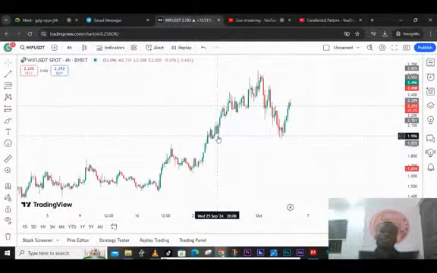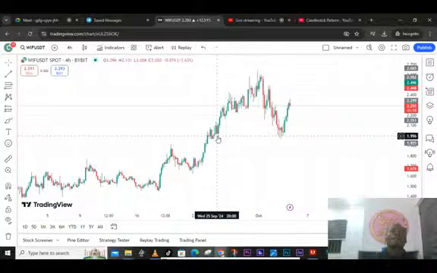What's rule number three for the uptrend trend line? It must be sloping upwards. So rule number three for the downtrend trend line: it must be sloping downwards.